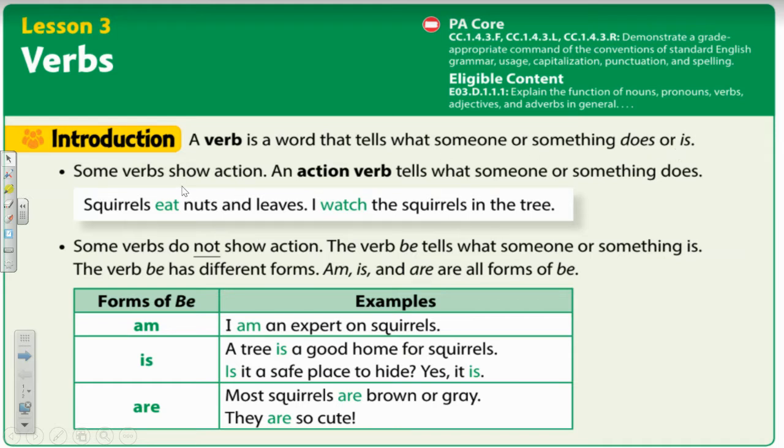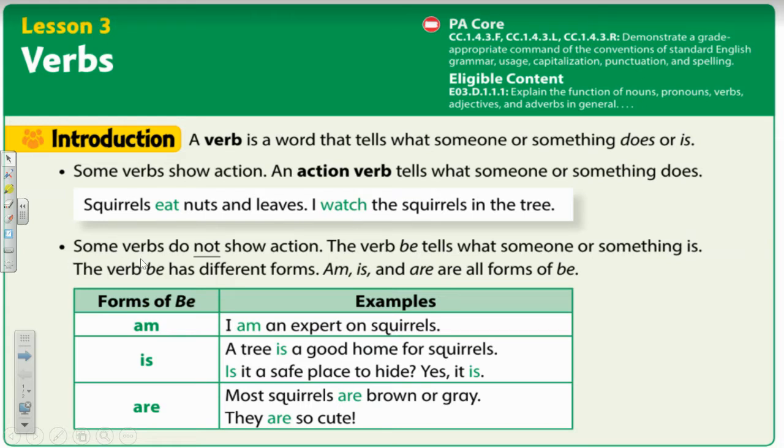Some verbs show action. An action verb tells what someone or something does. For example, squirrels eat nuts and leaves. What do squirrels do? The verb is eat. The other sentence says, I watch the squirrels in the tree. What do I do? The action verb here is watch.